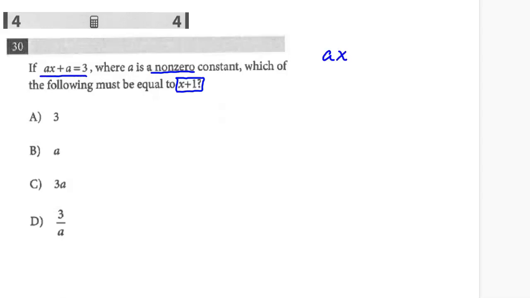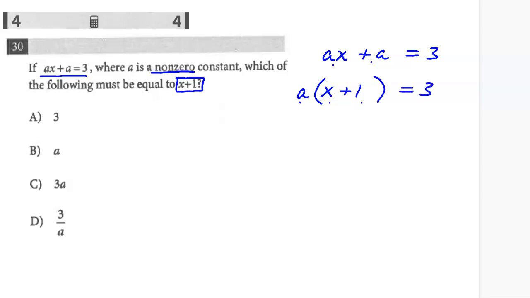So if we have ax plus a equals 3, first thing I realize is I can pull out a greatest common factor. I can pull an a out of both of those, factor out an a, and now it's kind of like the reverse distributive property. So a times what will give me ax, and then a times what will give me positive a.